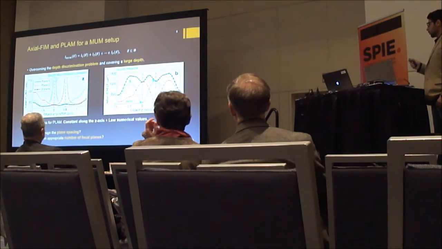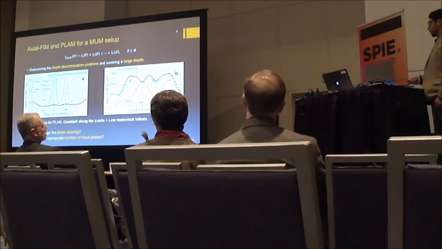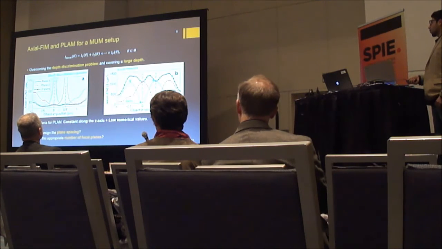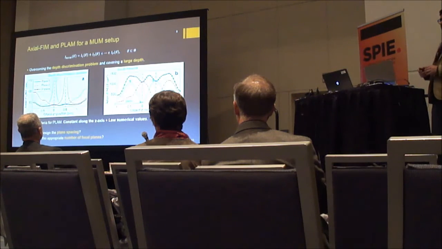But I would like to stress a little bit more that the design criteria are actually those listed here. We would like to have a constant PLAM along the z-axis because it allows us to localize a single molecule with a constant level of accuracy. And also we would like to have low numerical values because the lower the numerical values, the higher the accuracy. So let's try to look at the first question.